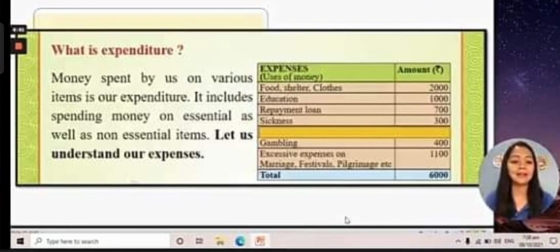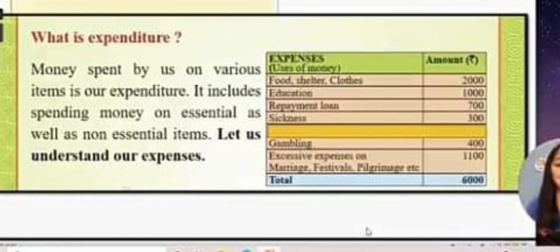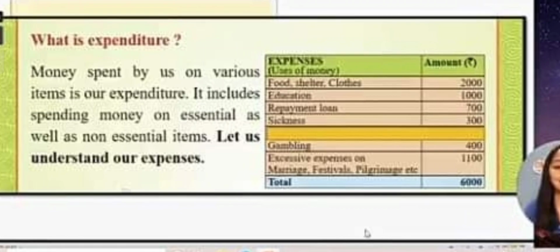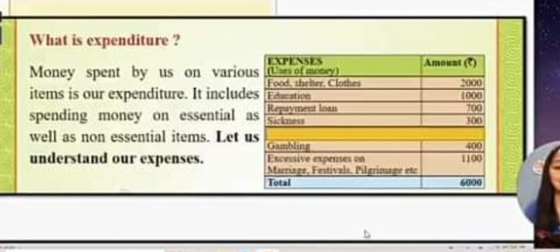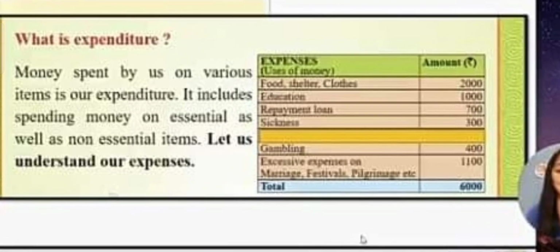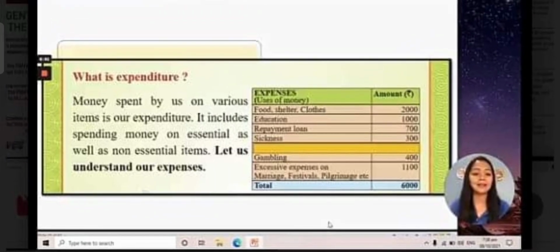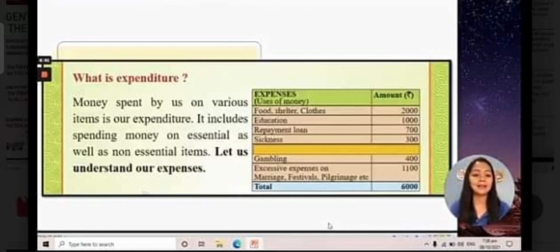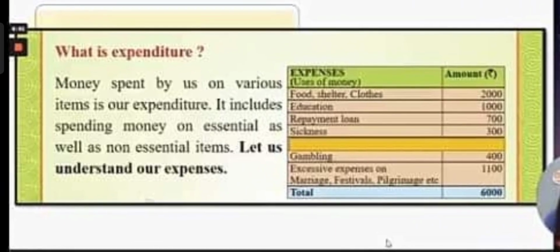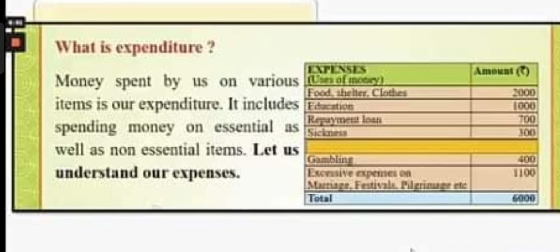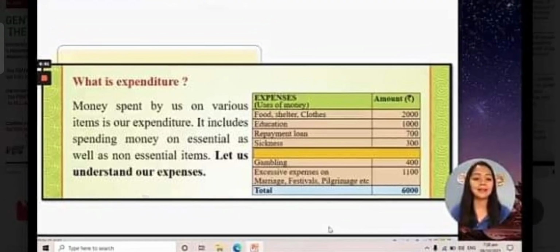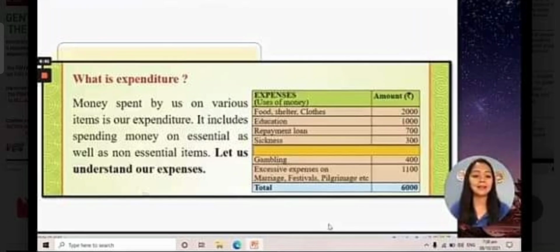So, what is expenditure? Pag sinabi natin expenditure, ito yung mga ginagastos or your expenses. So, money spent by us on various items is our expenditure. It includes spending money on essential as well as non-essential items. Let us understand our expenses. Kailangan natin na magastos yung pera sa pinaka-importante lang. You have to set up priority in all your expenditures. This is very essential to know your limit, to know your budget, and to know how much your money earns, income, and expenses. So ganyan talaga yan. We will know that later on.